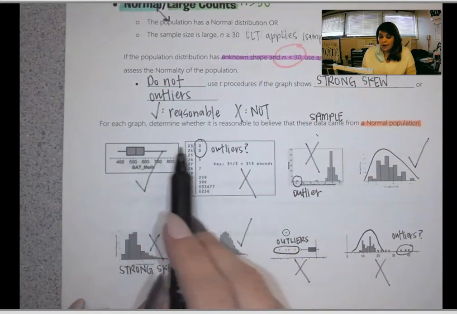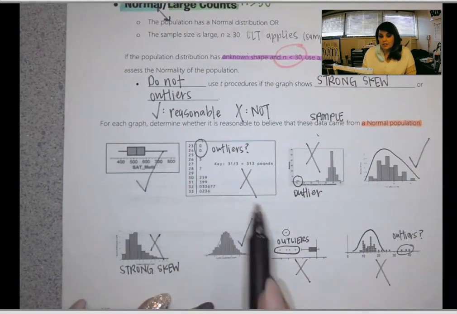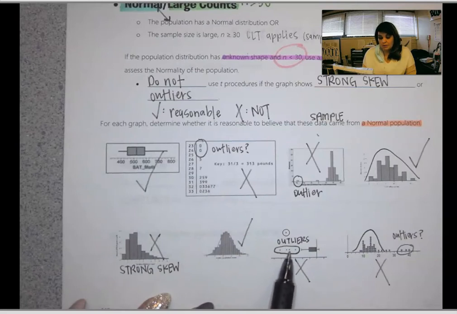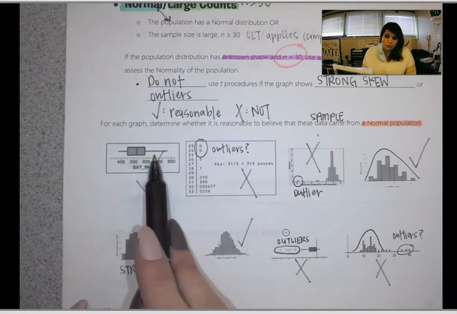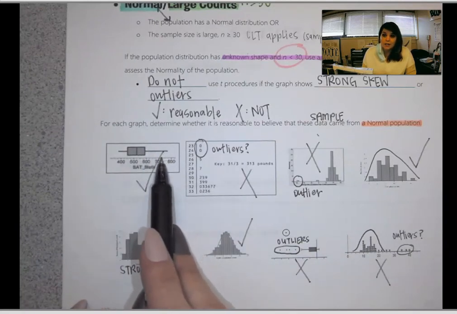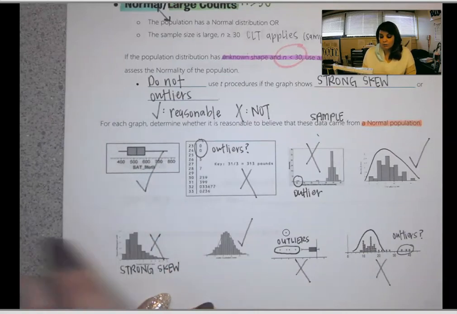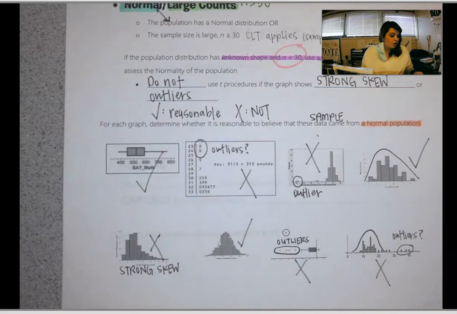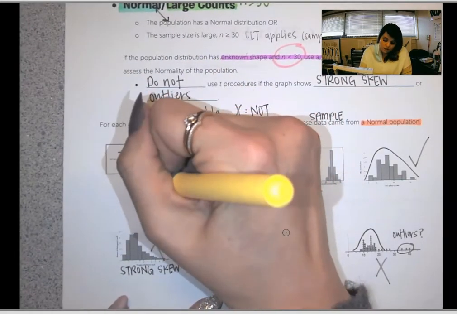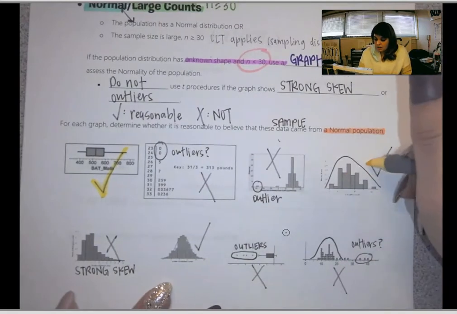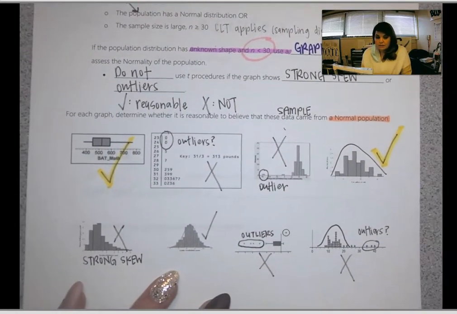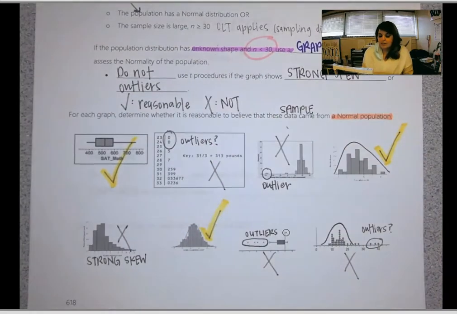One, there's no outliers. If there were any outliers in this data, they would show up as points like down here. And two, there's not strong skew. There is right skew. This box plot is right skewed, but it is not strongly right skewed. So there are only 3 that we would say it's reasonable that they came from a normal distribution: the top left, the top right, and this second histogram in the bottom.